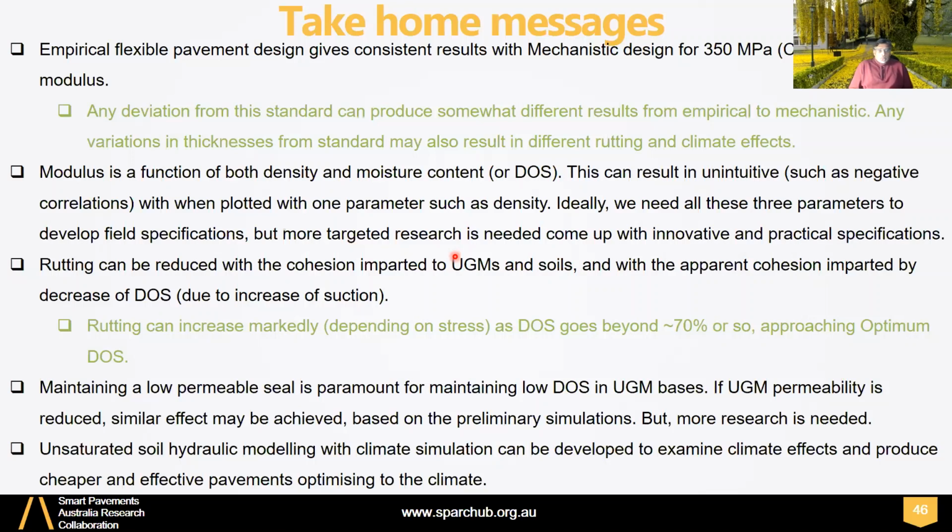Rutting can be reduced with cohesion imparted to UGMs and soils, with the apparent cohesion imparted by the decrease of degree of saturation, or more precisely, increase of suction. Rutting can increase markedly depending on stress, as DOS goes beyond 70% or so, approaching optimum DOS. So I have been maintaining this DOS as an important parameter during these webinars.